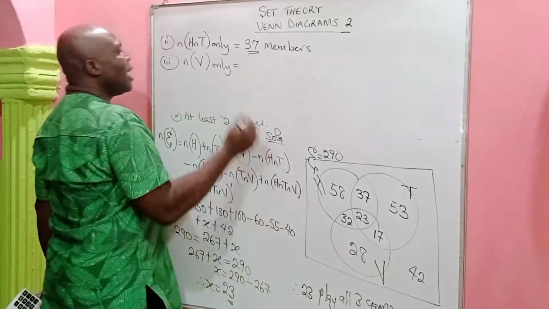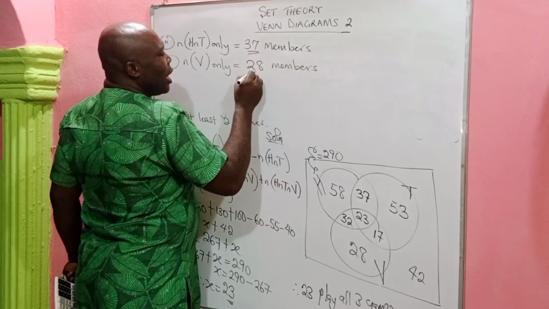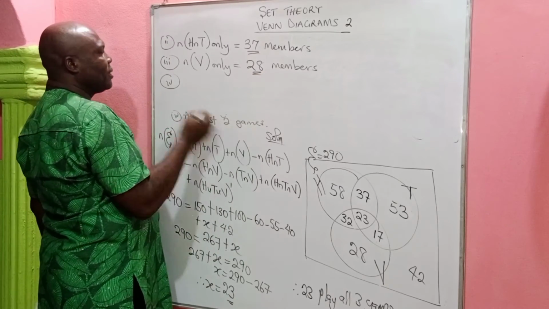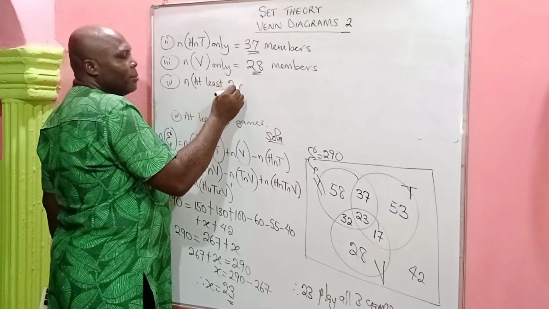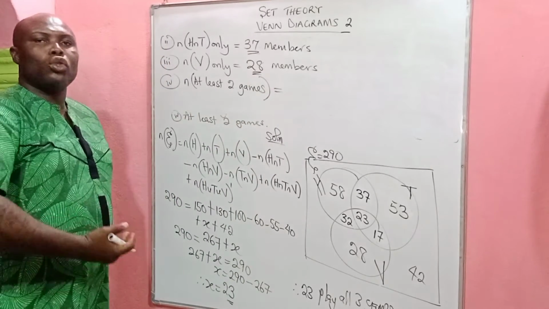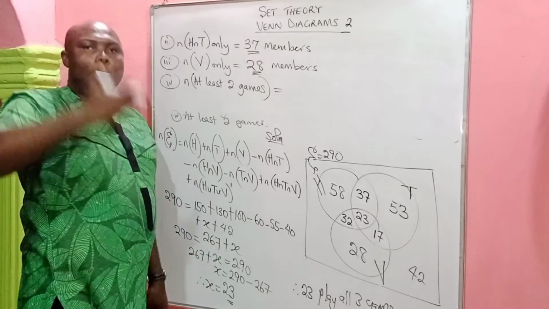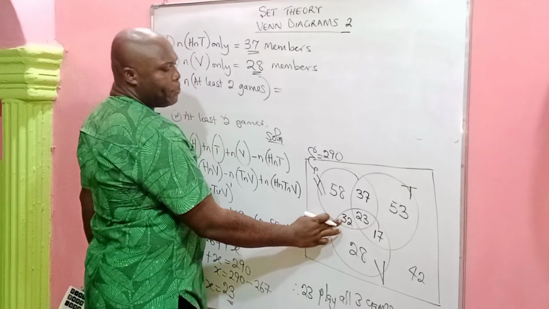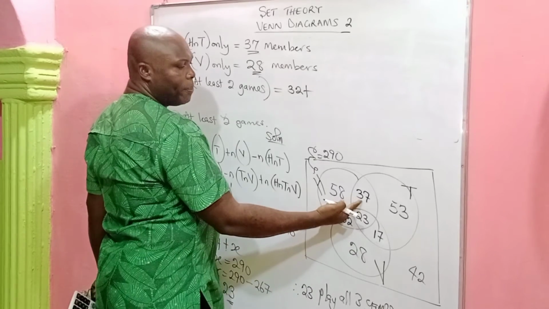And then finally, the last one, they say how many play at least 2 games. Alright, so the number that play at least 2 games. At least 2 games means those that play 2 or more games. Those that play purely 2 games or purely 3 games, because at least 2 means 2 or more. So those that play purely 2 games: this one is 32, plus this one is 37, plus this one here is 17.